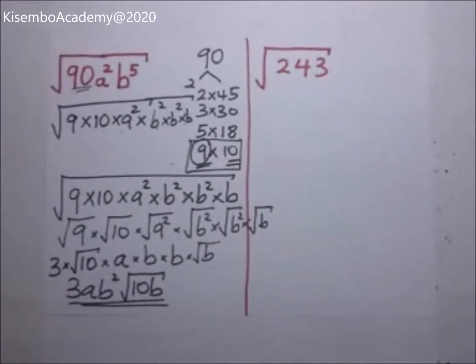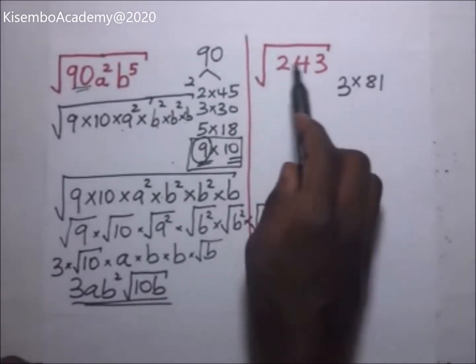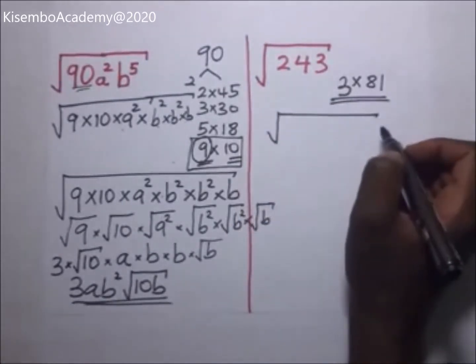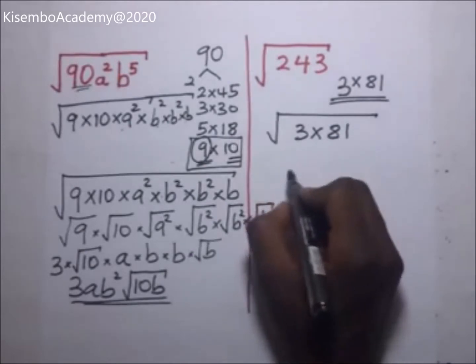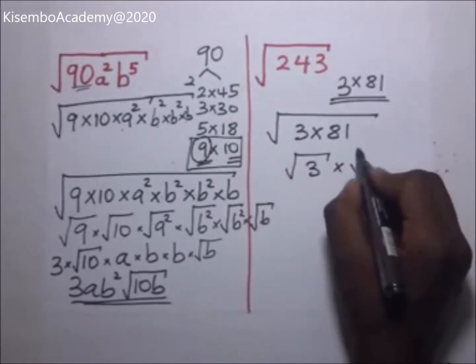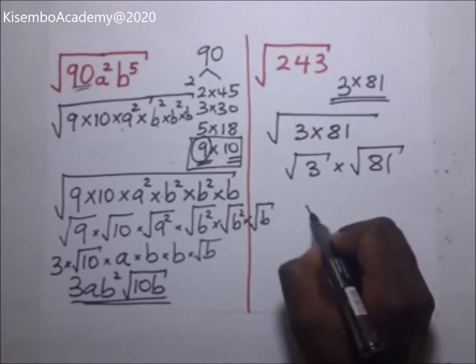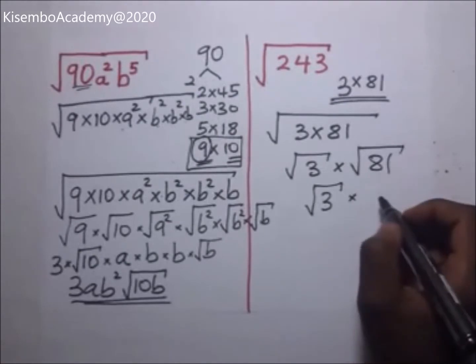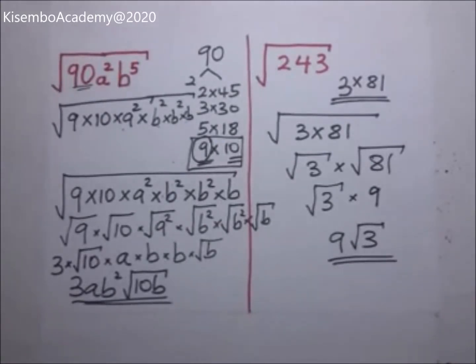So let's do this. 243. Let's find the factors of 243. Now the factors of 243, we have 3 times 81 to represent this. So we take on these 2 factors. So we know that 243 is the same as 3 times 81. Now this is the same as the square root of 3 times the square root of 81. But we know that the square root of 3 is an irrational number, so we leave it as a surd. Multiply that by the square root of 81, which is 9. So it means that here our answer is 9 times the root of 3. And that is the simplification of that surd.